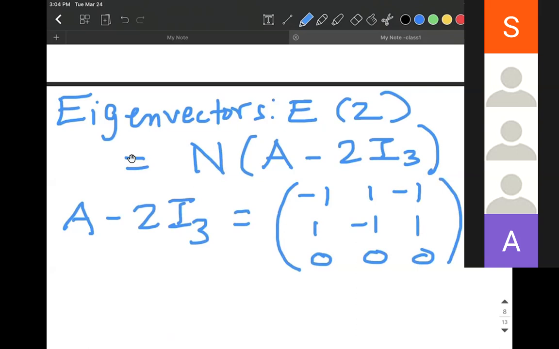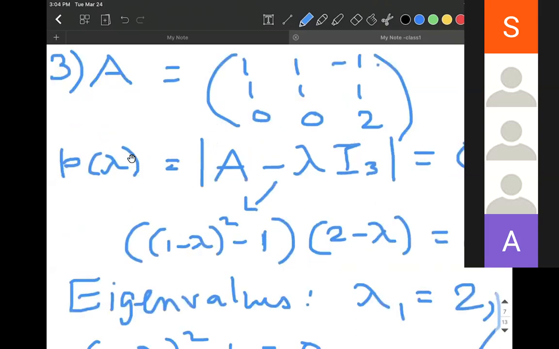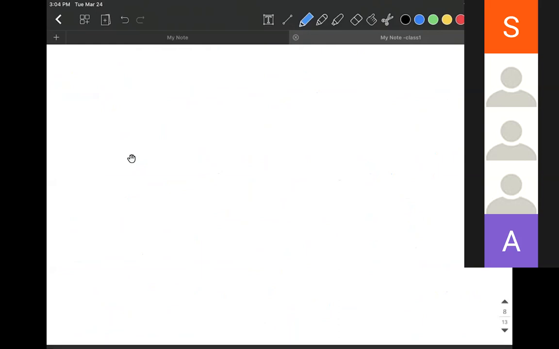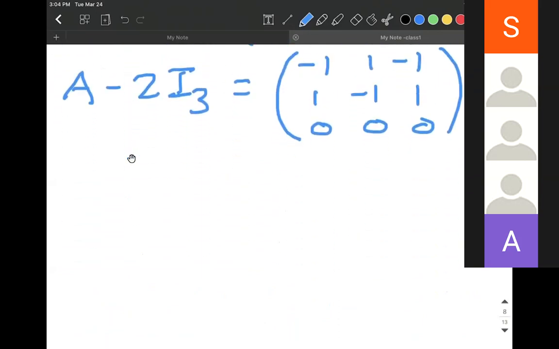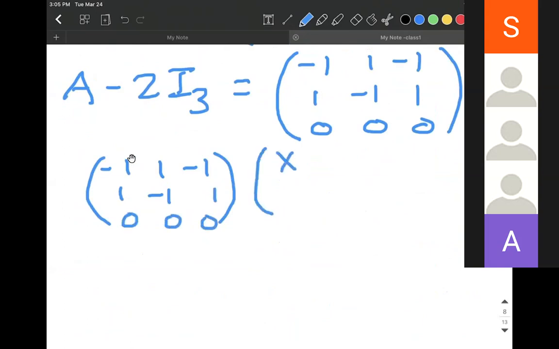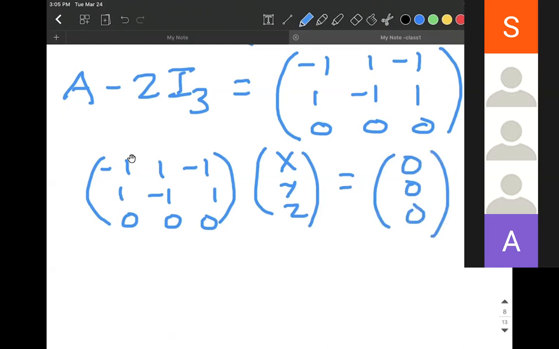And now we can solve this. So we want the solution for the system 1 minus 1, 1. Okay, so this will give us the eigenvectors.